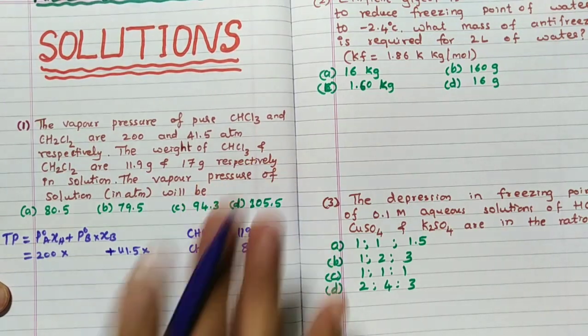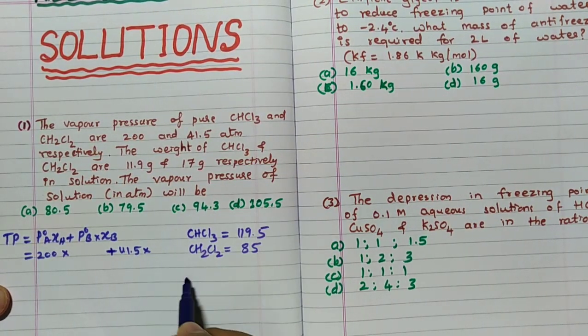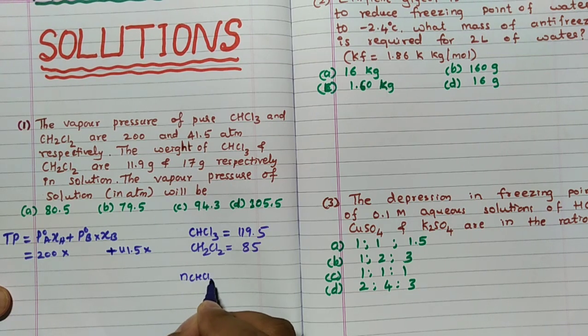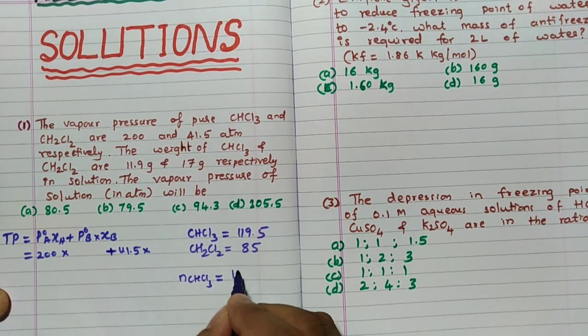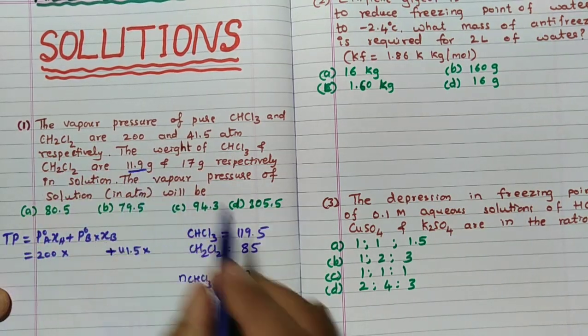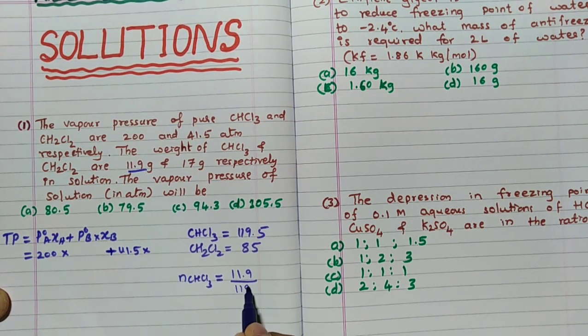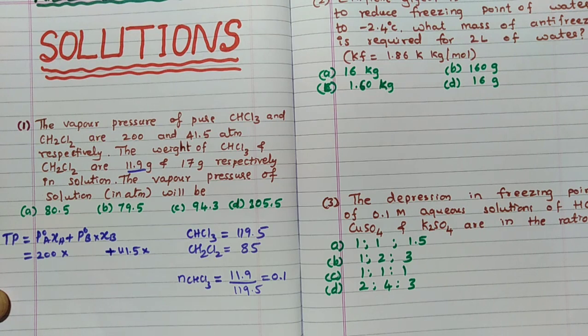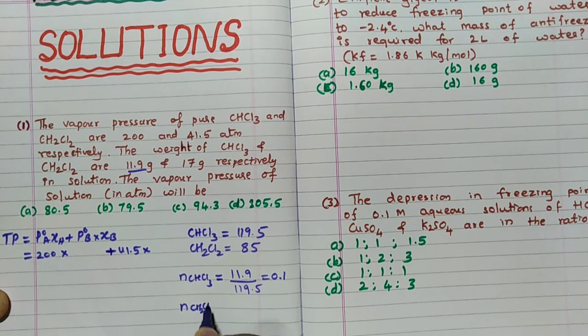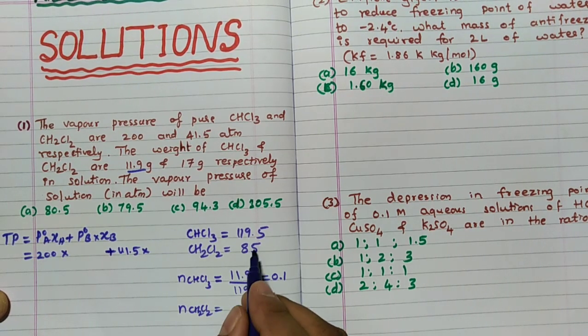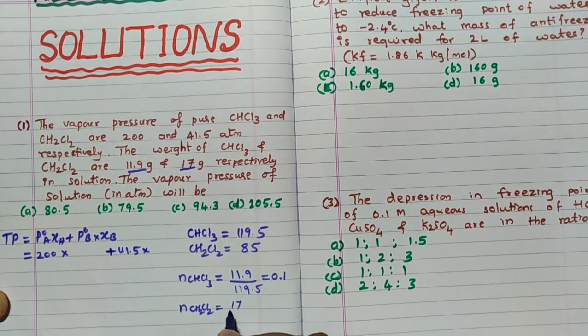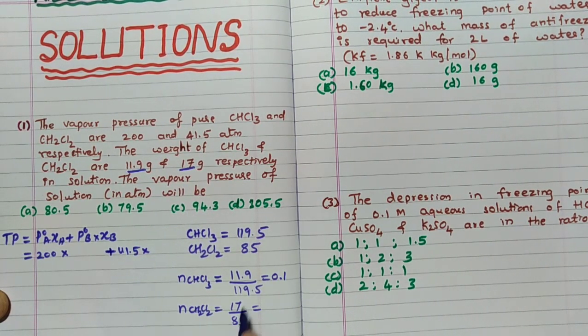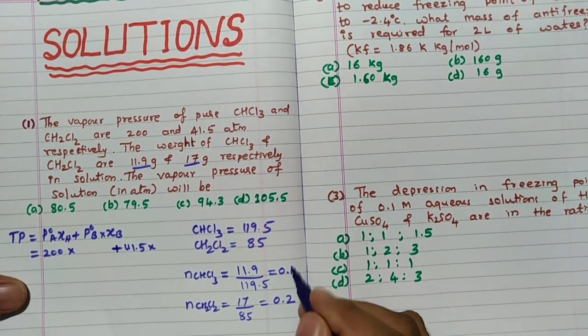Now in this particular case, the number of moles of CHCl3 I want, correct? Mass by molecular mass is how much? 11.9 is the mass, 11.9 divided by the molecular mass, which is how much? 119.5. So by seeing this you can easily tell immediately the answer is 0.1. Then n of CH2Cl2 is equal to, so 85 is there and 17 is there. So 17 divided by 85, 17 fives are 85. 1 by 5 is nothing but 0.2. So the total number of moles is 0.3.